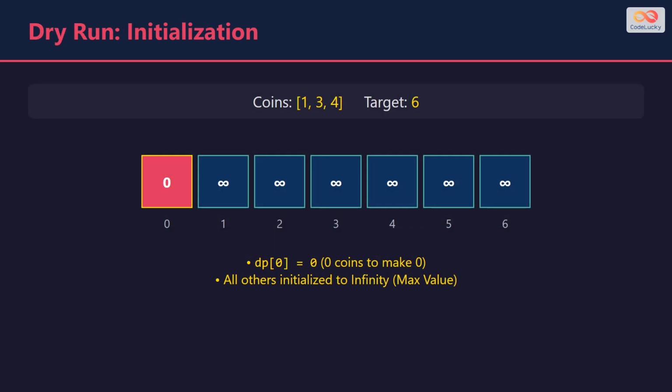Let's walk through an example with coins 1, 3, and 4, and a target of 6. We initialize an array of size 7, representing amounts 0 to 6. We set index 0 to 0 because it takes 0 coins to make an amount of 0. All other indices are set to infinity, representing that we haven't found a solution for them yet.